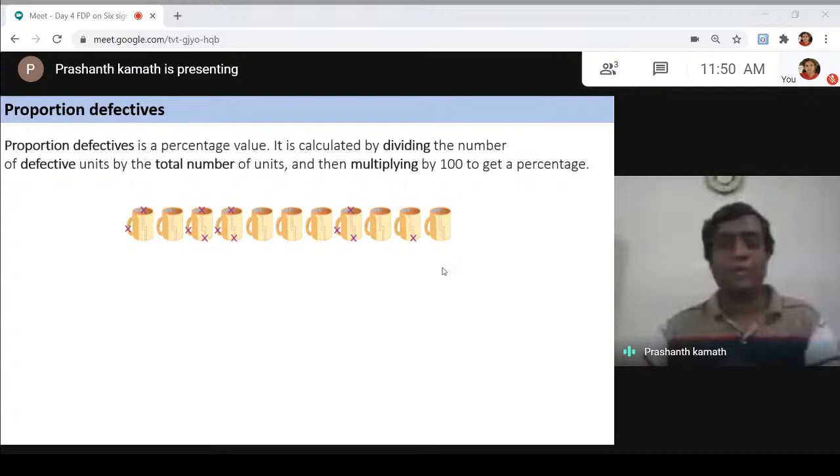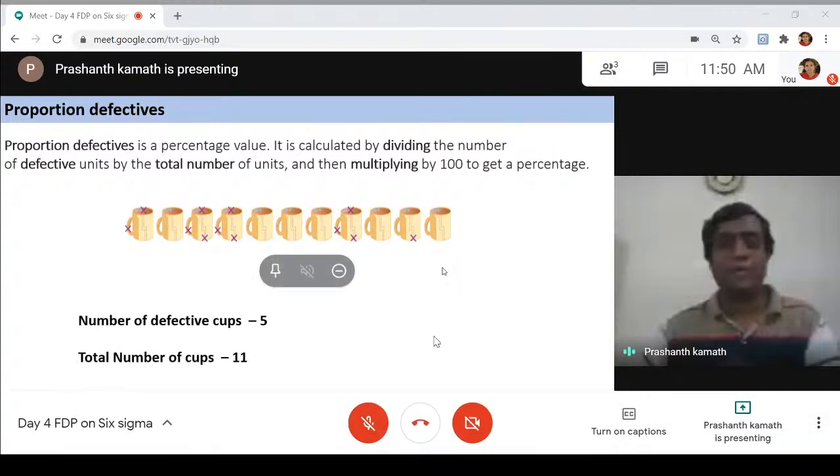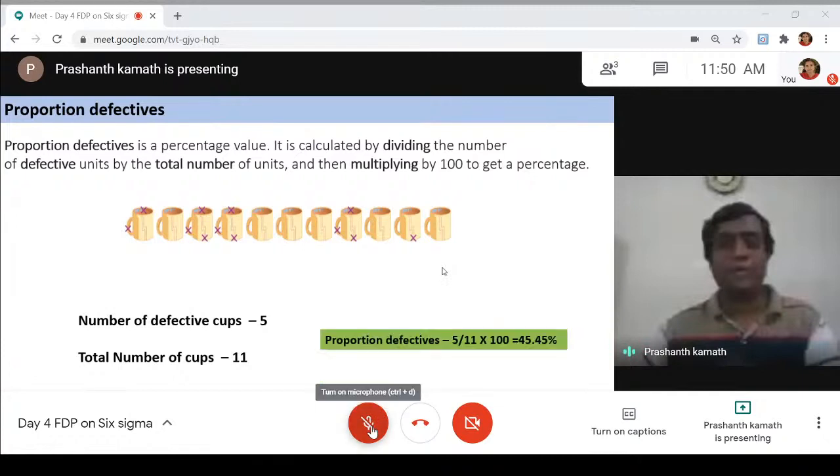So we have to calculate the proportion. Very simple. Number of defective cups 5, total number of cups 11. You divide 5 by 11 and multiply it by 100. 45.45% of the cups made today are defective cups.